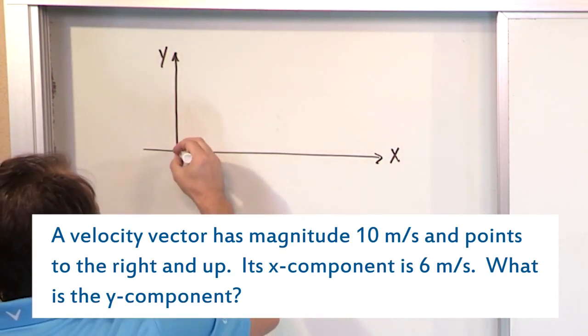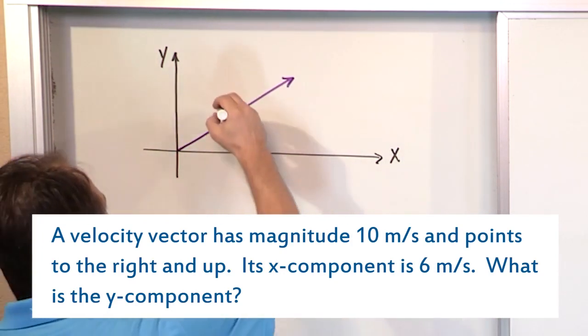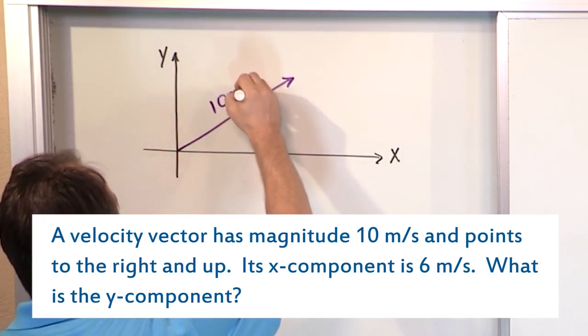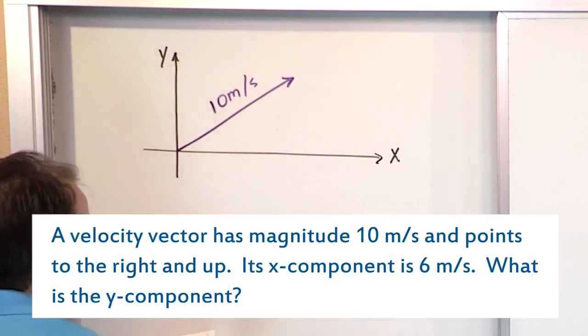So I have no idea what the angle is, so right now I'm just going to put it like this. It's a vector, I'm going to put it there. It says it's 10 meters per second, so I'm going to label that right on top. Now if I wanted to, I could give the vector a label and all of that stuff, but I'm not going to do that right now. Up and to the right.